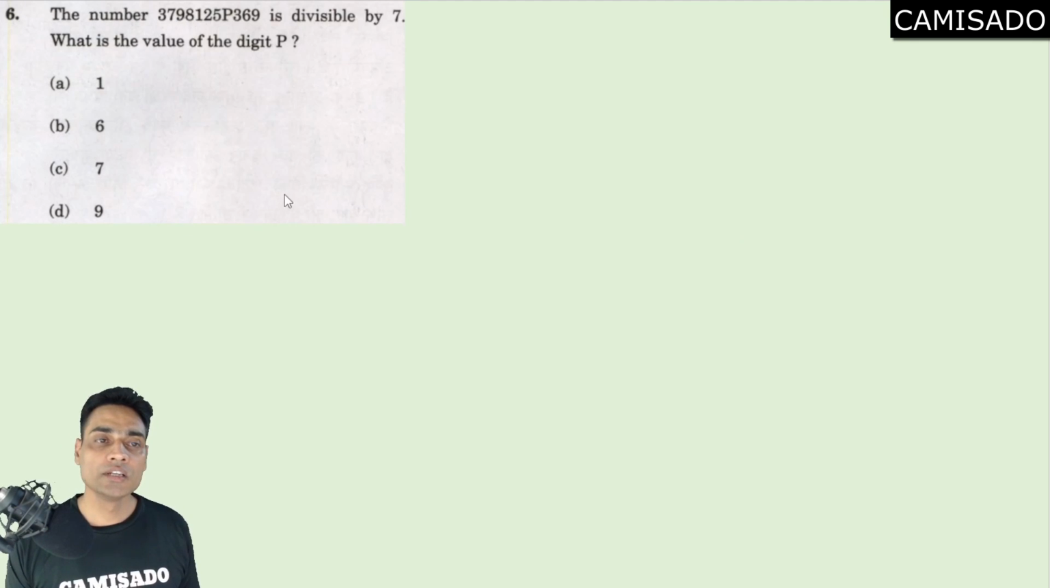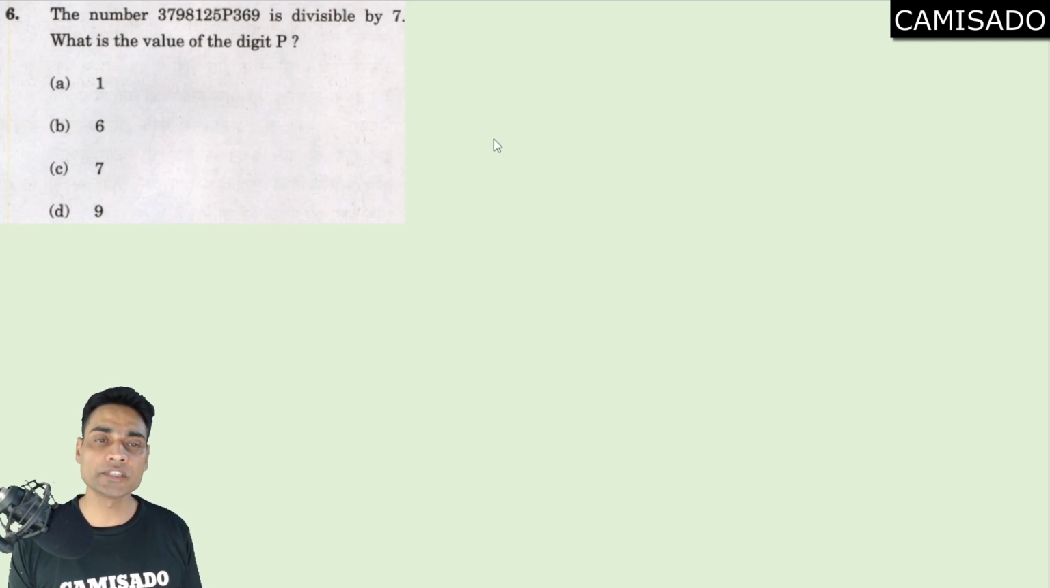Coming to the next. Now this question is basically a question of hit and trial. There is a rule about divisibility of 7, but the rule itself is very weird. I would like to read the rule here for you. For a number to be divisible by 7, the last digit of the given number should be multiplied by 2 and then subtracted from the rest of the number leaving the last digit. If the difference is 0 or a multiple of 7, then the number is divisible by 7.